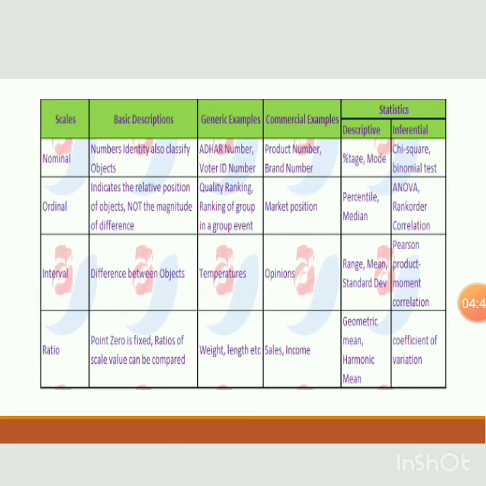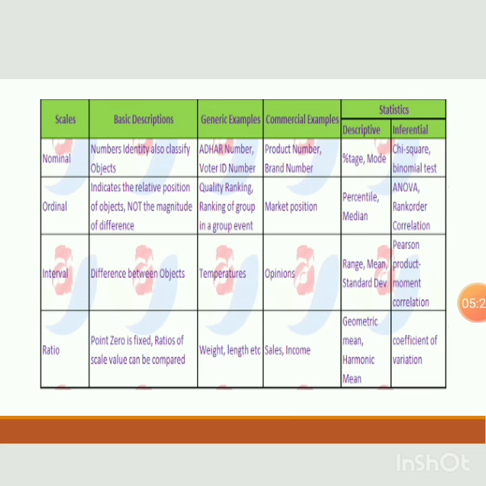So let's take a recap. Scale number one, the lower level scale and the weakest scale of all, is the nominal scale, where basic number identity and classification of objects was possible. An example was our Aadhaar number. Every citizen has their own unique Aadhaar number, so it has nothing to do with calculation. But yes, it is very good for identification. It only labels the identity of individuals.